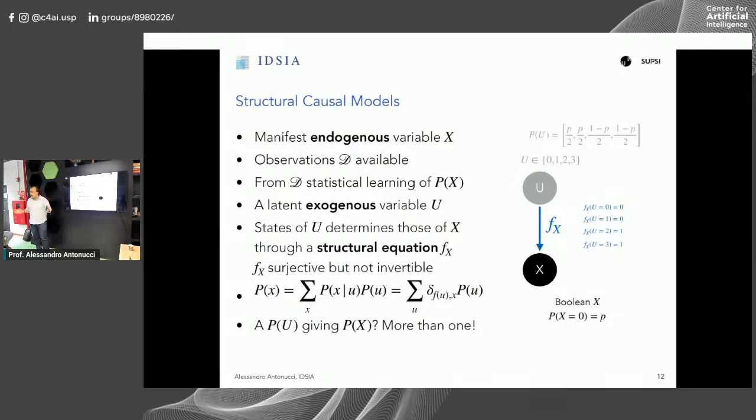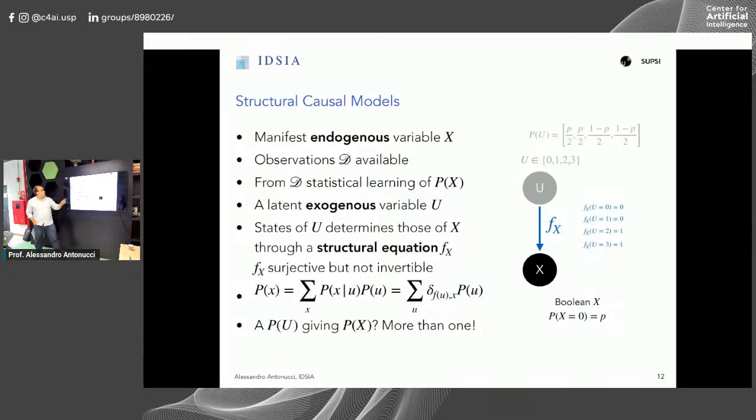But this is the best I can do. If my final goal is to learn P of U, the best I can do is to use what I know from the observable world to define this number and constrain the value of P of U. Generally speaking, this relation is many to one. So I'm kind of inverting the relation. So the inverse relation will be one to many. And this basically means that there will be multiple P of U compatible with the P of X.